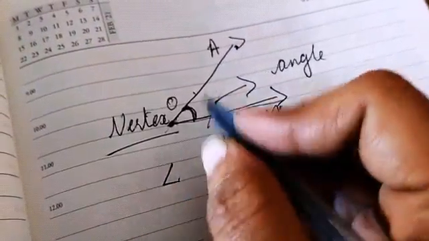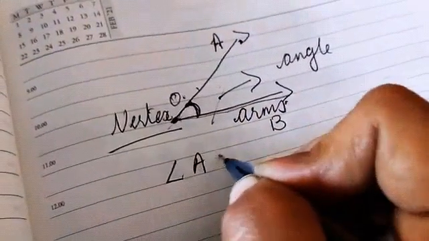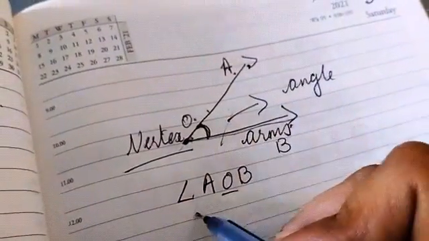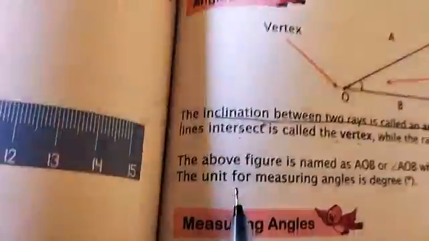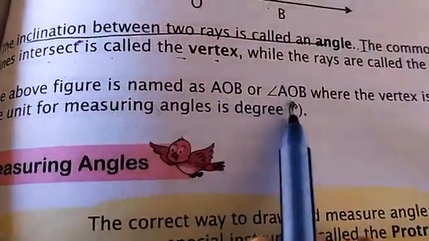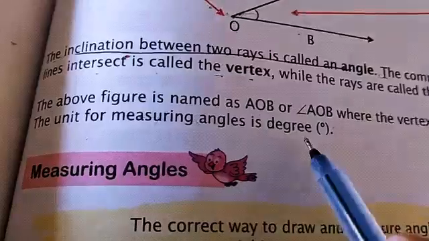This is the sign of angle. What is the name? A, then the vertex in the middle. So AOB. The vertex will come in the middle, so we will call it angle AOB. Getting it? The above figure is named angle AOB. The vertex is always in the middle. Getting it? And the unit of measuring an angle is called degree.